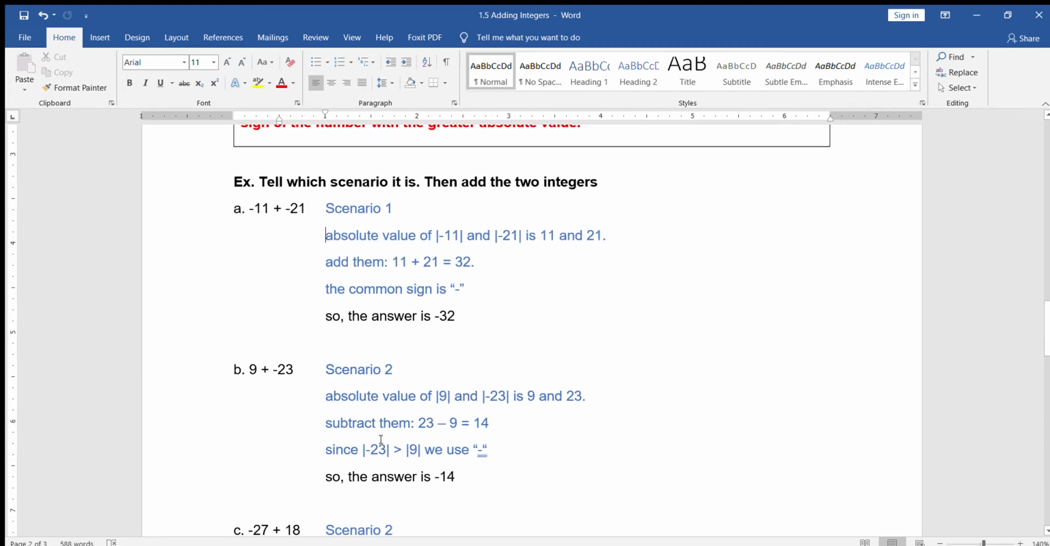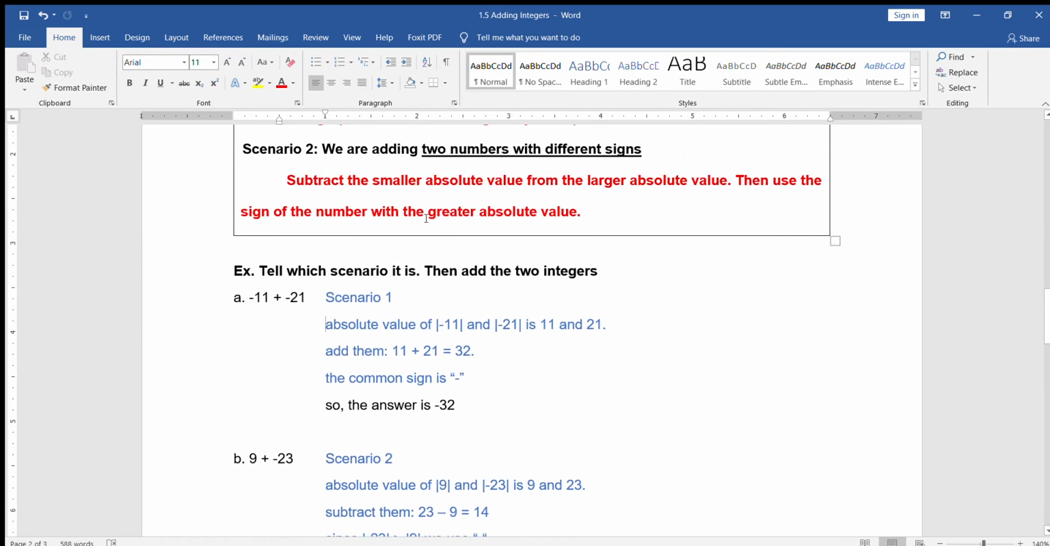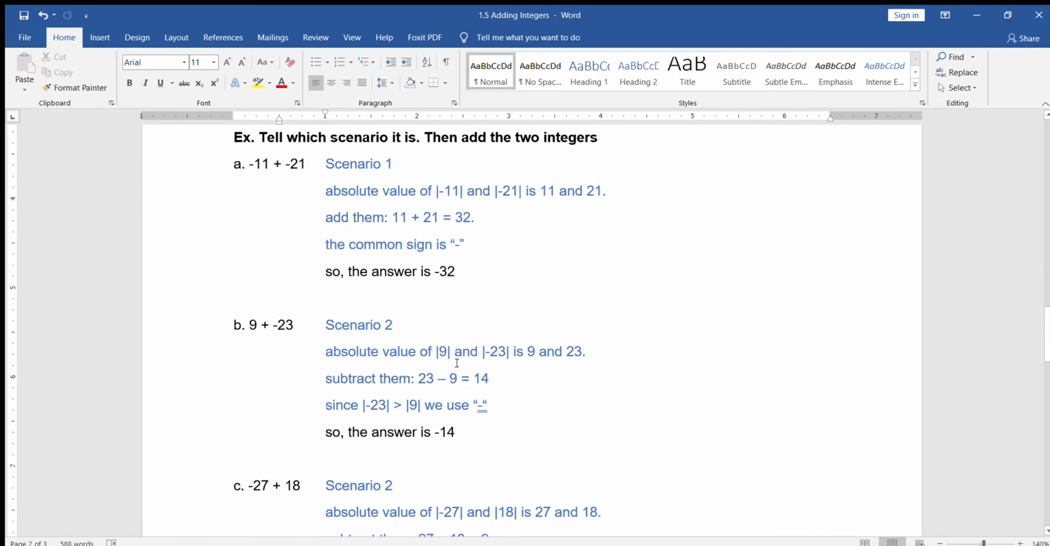And then we're simply going to use the sign of the larger absolute value. What does this mean? Since 23 is larger than 9, we're going to use the sign of negative 23. That's why we're going to use negative. So our answer is negative 14.